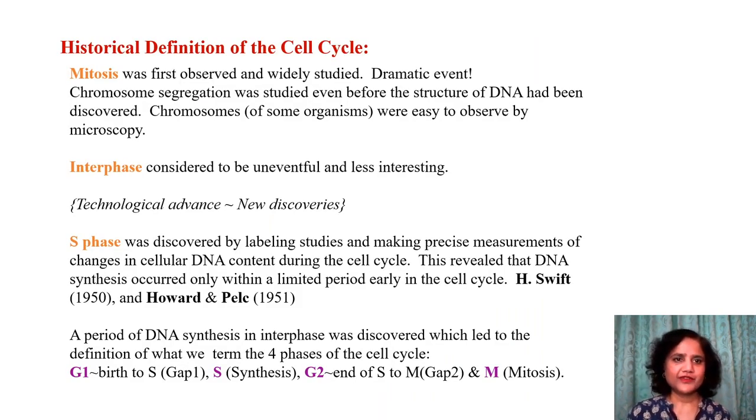So mitosis was first observed by microscopists and it was appreciated as a very dramatic event that the cell goes through. A cell that was just lying there seemingly doing nothing suddenly would get activated, and a lot of changes occurred within the cell. These magical thread-like structures known as chromosomes seemed to appear out of nowhere, and they underwent division, and one could also see the formation of a structure known as a spindle that helped in segregating these chromosomes. So this process of chromosome segregation was being studied even before the structure of DNA had been discovered.